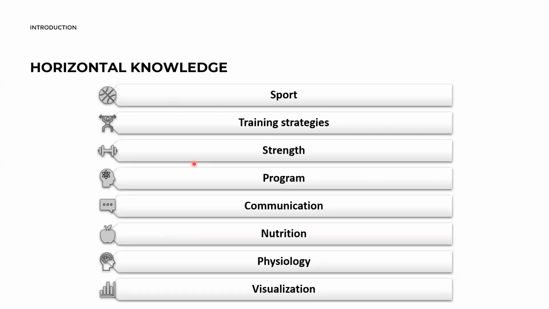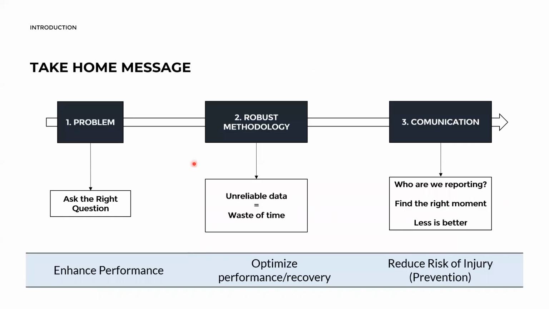So as take-home message of this intro, first, start with the right question. Second, robust methodology. Remember that it's important to know what we are measuring and the range of error. And finally, good communication. Less is better, and the best that could happen is that the coach asks for more information.